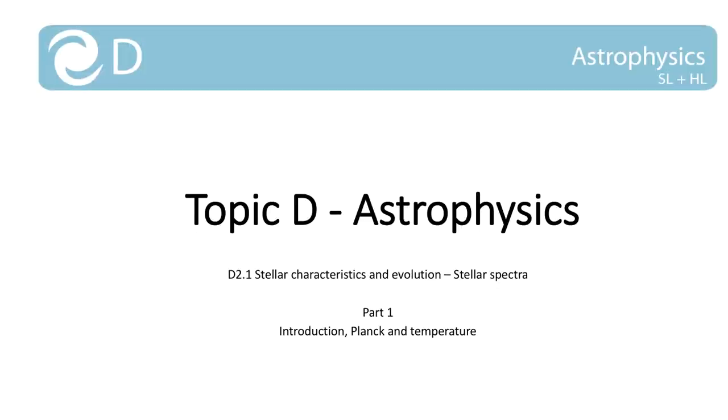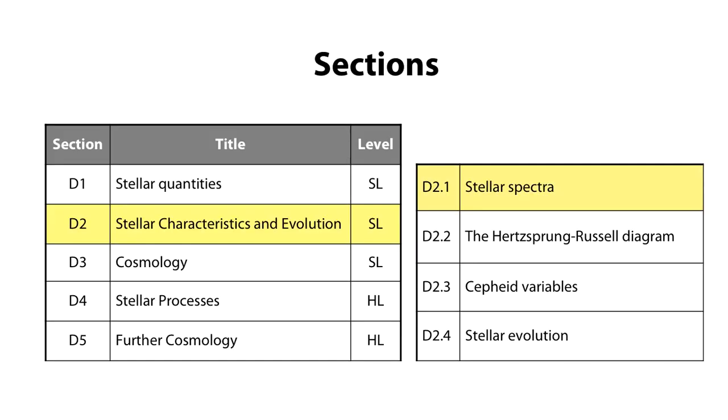Okay, so we're going to start part two of the astrophysics course with the topic of stellar characteristics and evolution. We're going to look at stellar spectra, which is the light that comes from stars and what we do with it. And this is part one of this because it's quite a big topic. Okay, so that's where it falls in within the overall list of what we're doing.